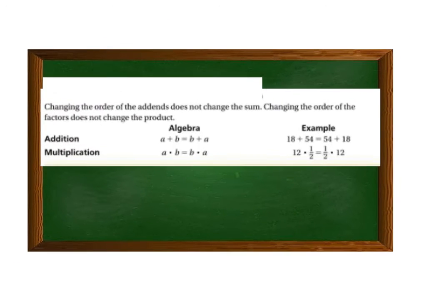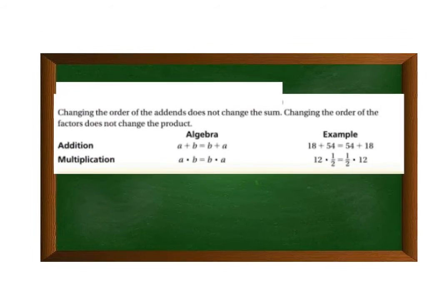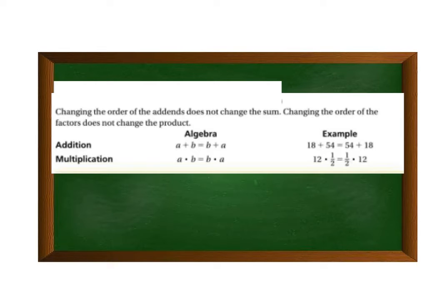All right, next we've got some vocab. So changing the order of the addends does not change the sum. Changing the order of the factors does not change the product. Take a look at this algebra box right here. There's a property here that's saying that A plus B equals B plus A and A times B equals B times A. This property is the commutative property.